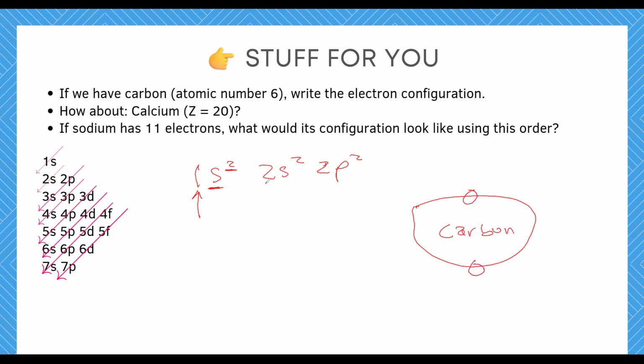And then the next one, what is the next number? 2. So that is telling me that I'm going to draw shell number 2. Did you see that? Yes, sir. Good. How many electrons are here?